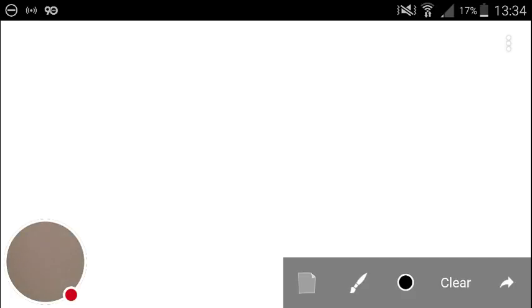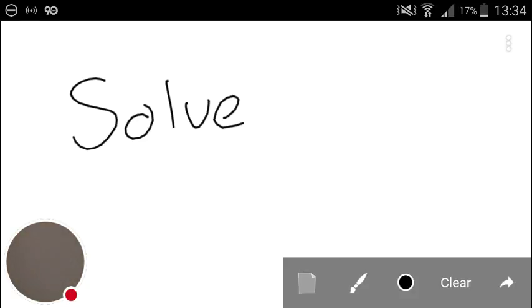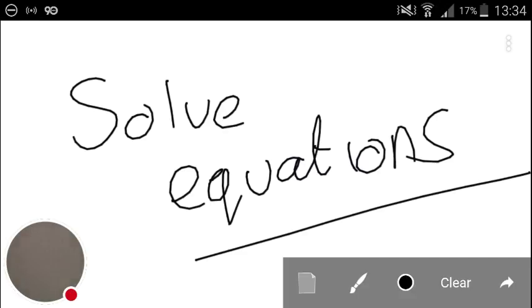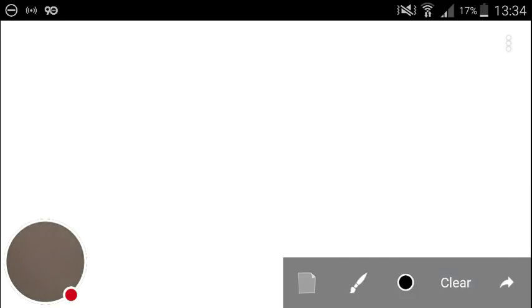Next topic that I'd like to look at is how to solve equations. Now the difference between an equation and an expression is that an equation is solvable because there's an equal sign. An expression is something like 2x or 2ab or 4xy. An equation is something like 4g equals 8. Knowing that 4g equals 8, I can then tell you what g is.